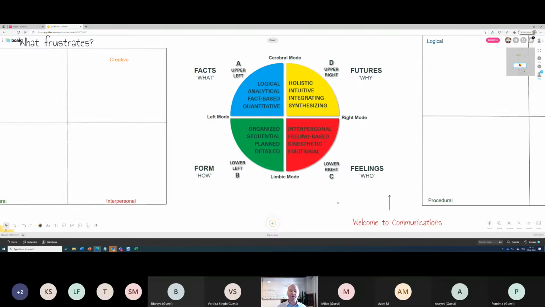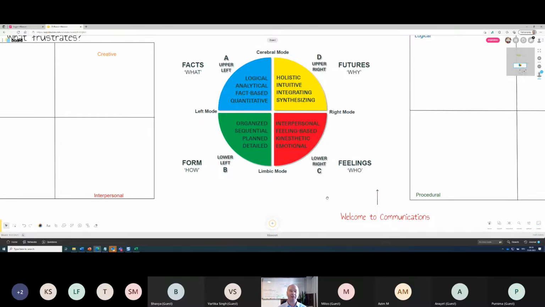If you find your way onto the whiteboard, there's a big pie in the middle of it with different colors: blue, yellow, red, and green. Find your way on there. Take a moment with the questions and also reflect a bit on your preference of work and communication. Are you more logical and fact-based? That tends to be where you enjoy working and how you like to communicate: on the facts, very logical, very analytical.